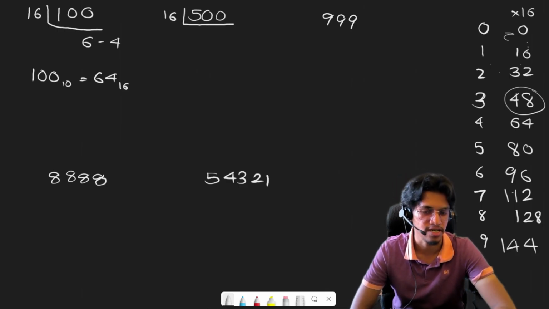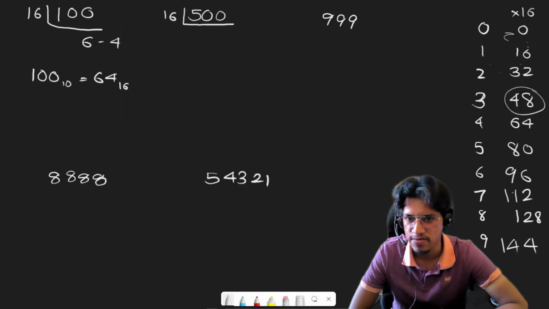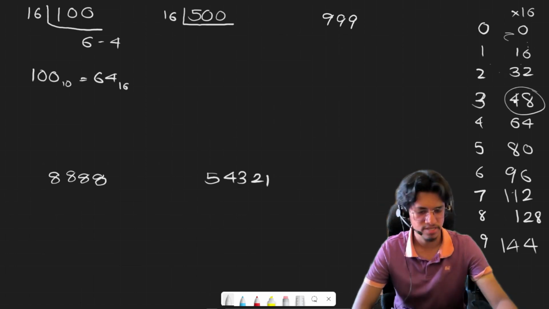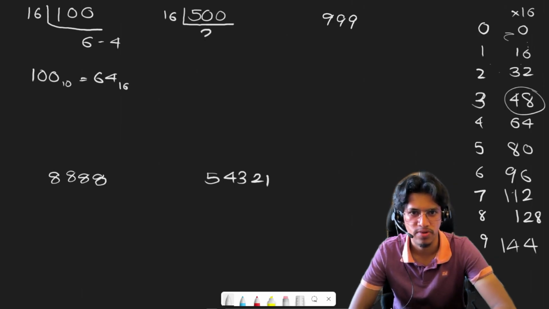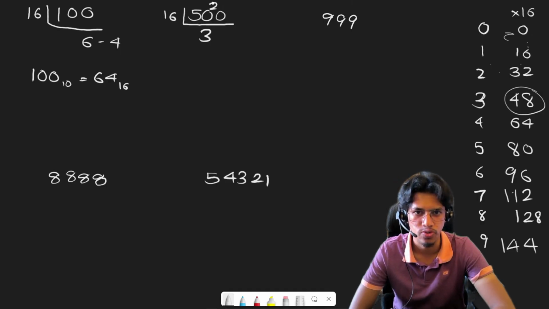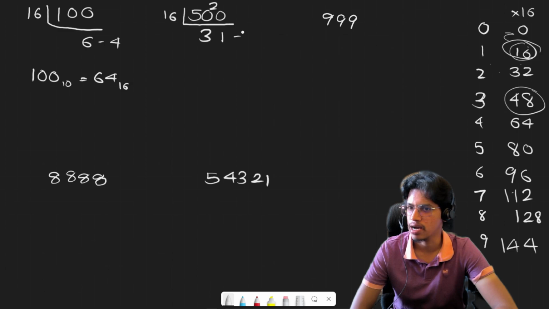All right. Now let's look at how to convert 500 into hexadecimal. So we divide by 16. So 50 divided by 16, we get 48. So we have 3. So 50 minus 48, we get 2. So we get 20, right? So 20 divided by 16, we get 1. And 20 minus 16 is 4, right?